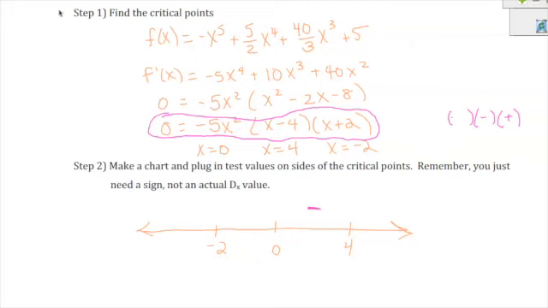I missed the negative sign in front. So this is negative times a negative times a positive, so this is going to make this positive. All right. So if I plug in positive 5, because that's a little to the right of 4, that's negative, positive, and positive.